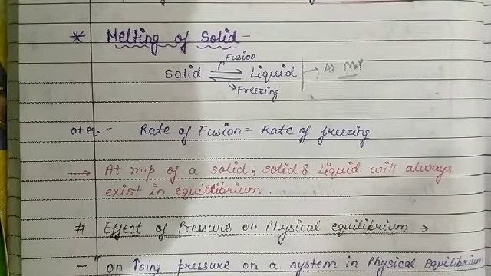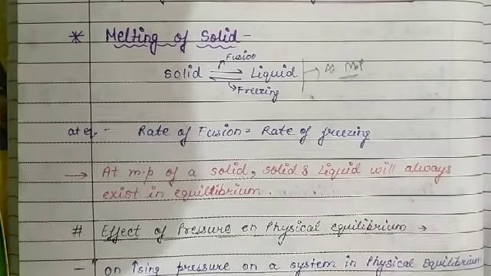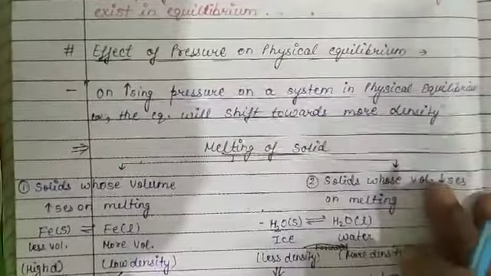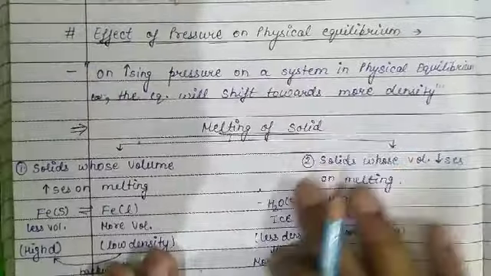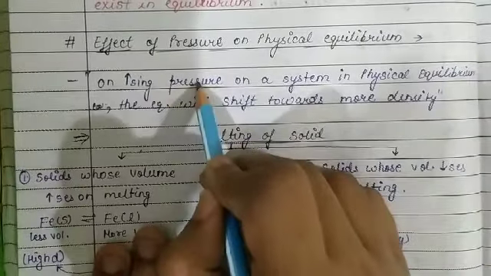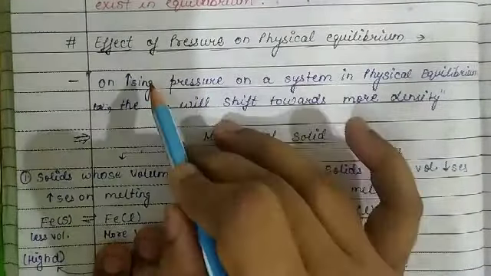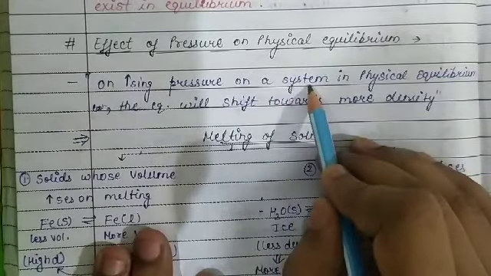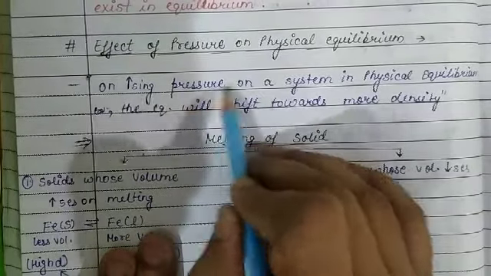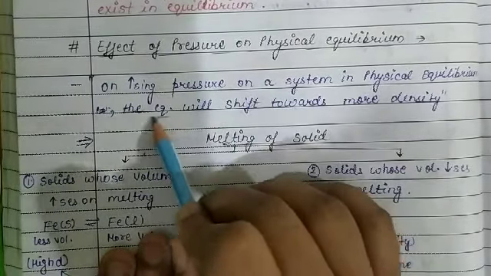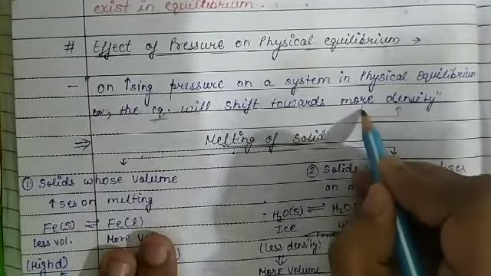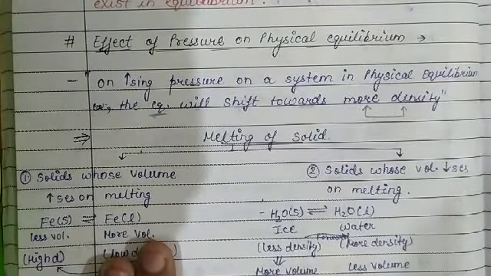Now we will see the effect of pressure on physical equilibrium. When we increase the pressure on a system in physical equilibrium, the equilibrium will shift. The equilibrium will shift towards more density.